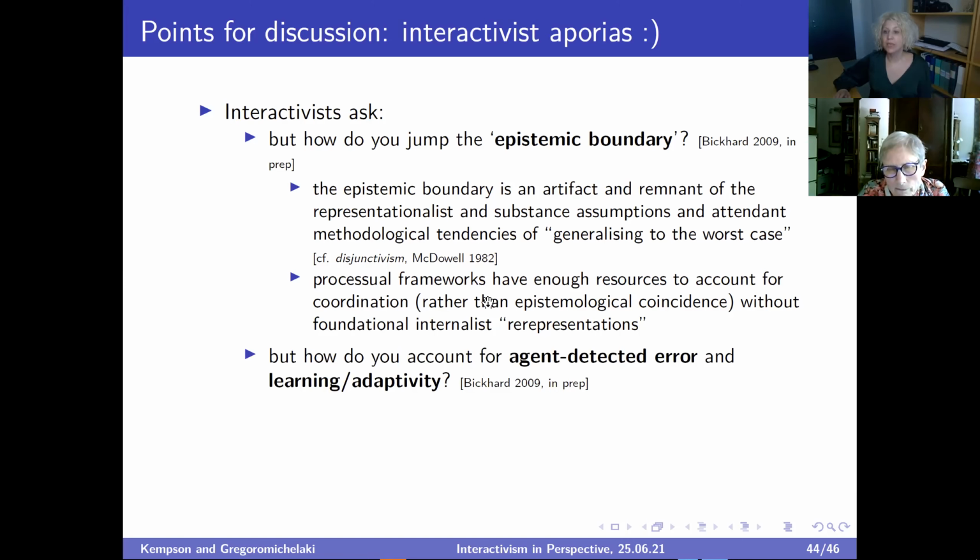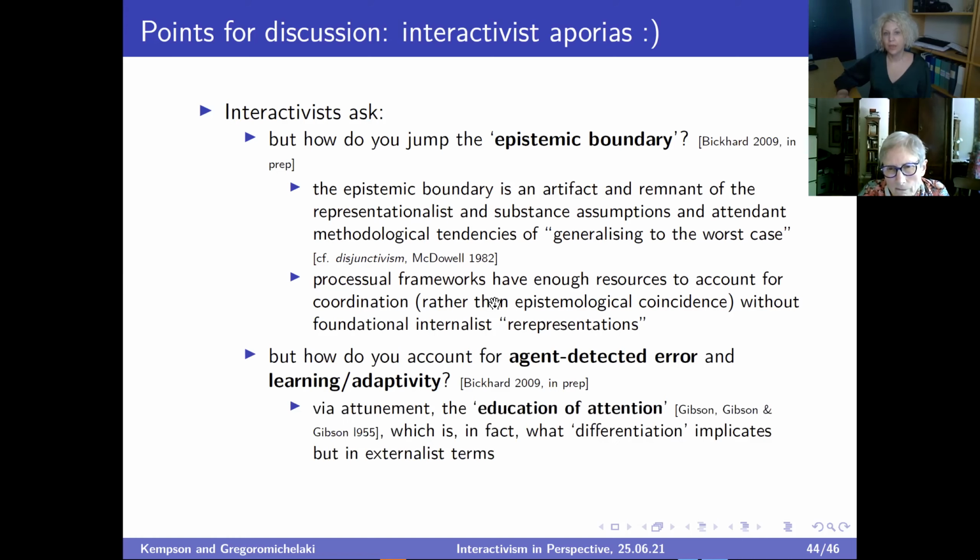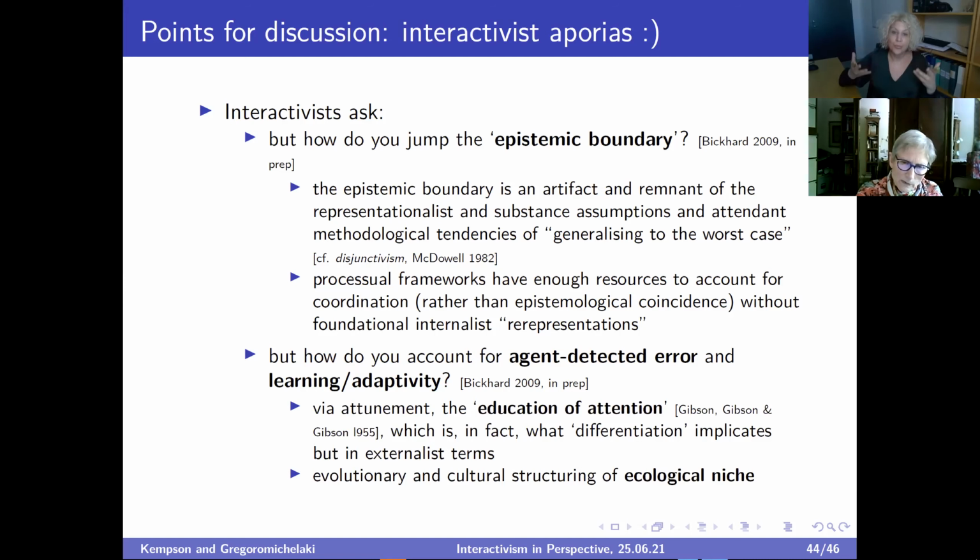But then the interactivist might ask, how do you then get learning and adaptivity of agents? And our answer will be a standard answer in ecological psychology involving processes of the education of attention following training and skill development within social practices. And more generally, by relying on the progressive appropriate structuring of an agent's environment, namely the ecological niche, due to evolutionary and societal cultural processes.